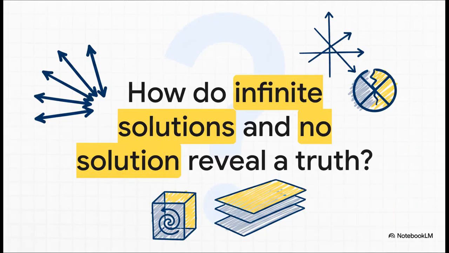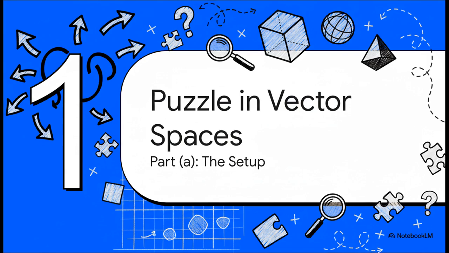So, this is the big riddle for the first part of our journey today. How can having an infinite number of solutions for one thing and then absolutely no solution for something very similar tell us a fundamental truth? It sounds impossible, right? It's a puzzle that really forces us to look deeper into the nature of the vectors we're dealing with. Okay, let's get into part A.